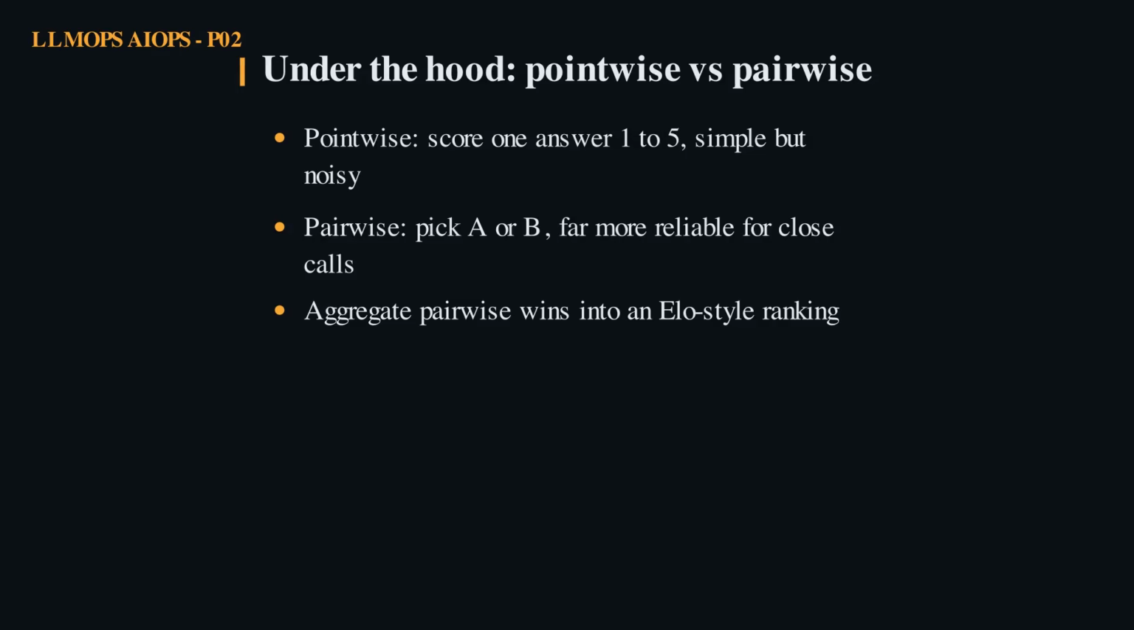There is an important choice hiding inside "have a judge score it," so let us look under the hood. Pointwise scoring asks the judge to rate one answer from 1 to 5. It is simple but noisy because absolute scores wander. Pairwise scoring instead shows the judge two answers and asks which is better. Pairwise is far more reliable for close calls, which is why the chatbot arena behind the 2023 paper used exactly this approach and turned the wins into an ELO-style ranking. The practical rule: use pointwise for a quick gate and pairwise when you are choosing between two genuinely close candidates.